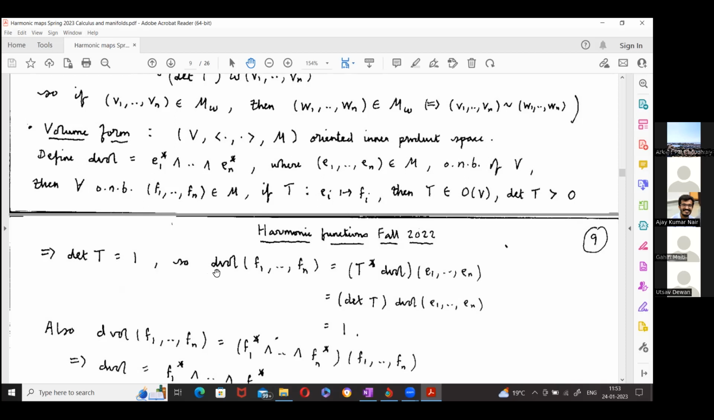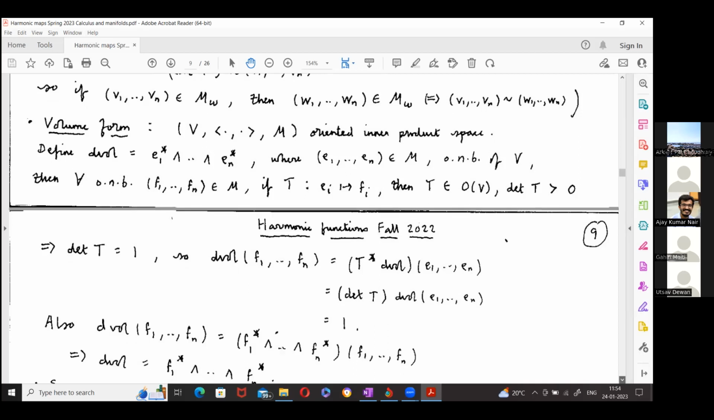So then if I look at my n-form d-vol acting on F1 to Fn, well, F1 to Fn I can write as T of E1 up to T of En. So then this becomes, by definition, the pullback T star d-vol acting on E1 to En. But T star d-vol is the determinant of T times d-vol of E1 to En. And the determinant of T is 1. And d-vol of E1 to En by definition is 1, because d-vol is E1 star wedge En star. So this becomes 1. So that means d-vol acting on F1 to Fn is 1.